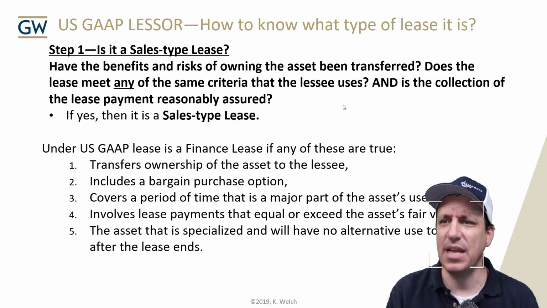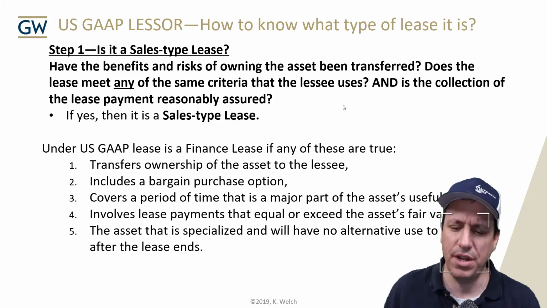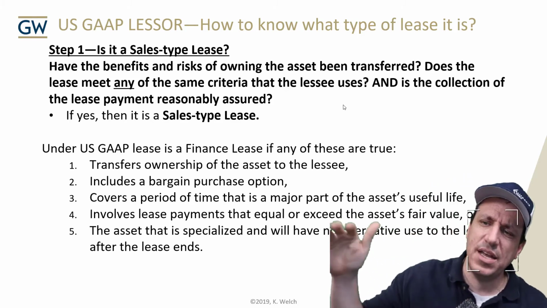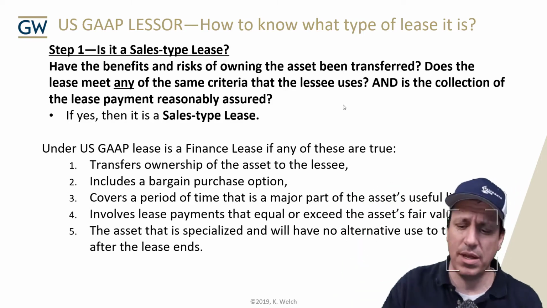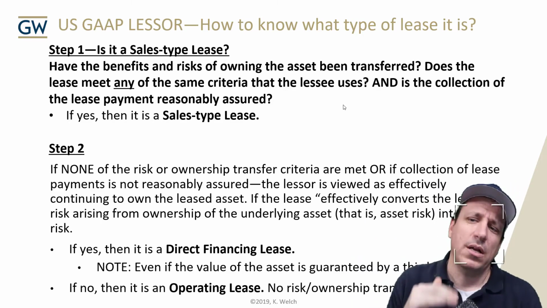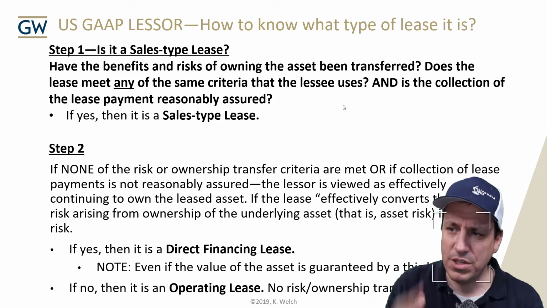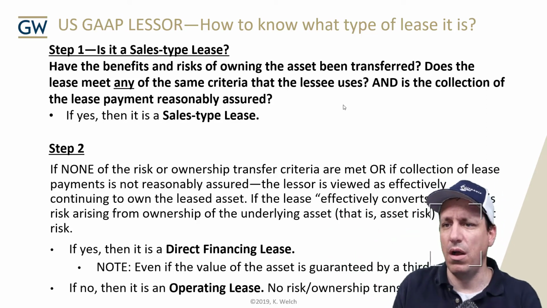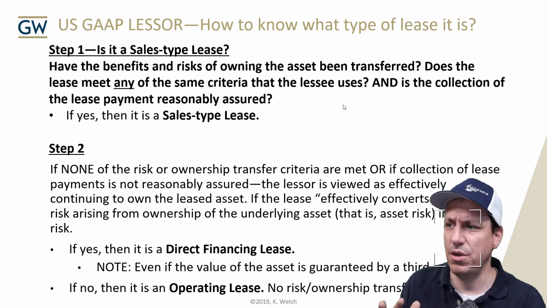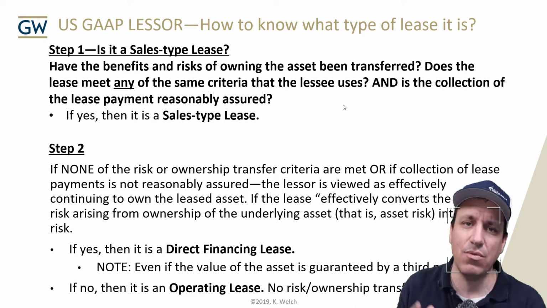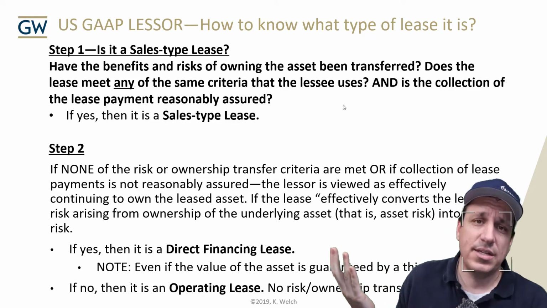All right. So if it meets any of those same criteria, we call it a sales type lease. For the lessee, if you have any of those criteria, it gets capitalized. It's a capitalized lease. Step 2. If it doesn't meet any of those requirements, or if none of the risk of ownership criteria are met, or if the collection of lease payments is not reasonably assured, which a lot of times happens, right?